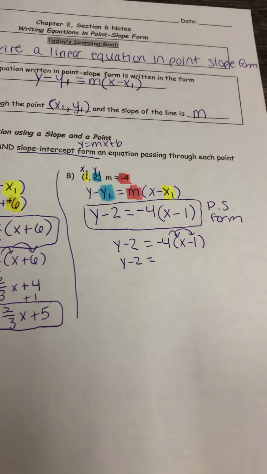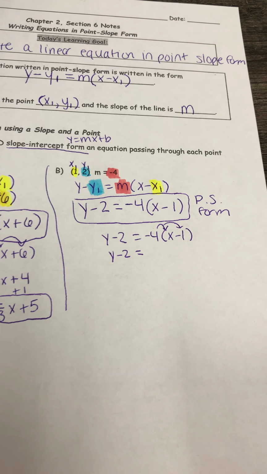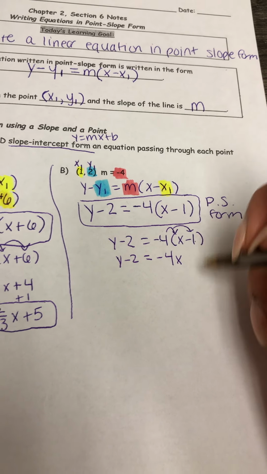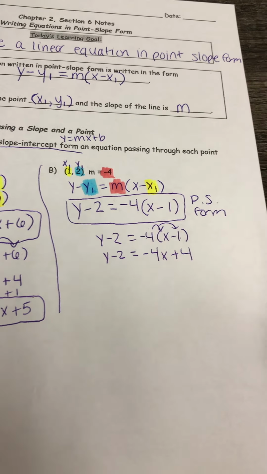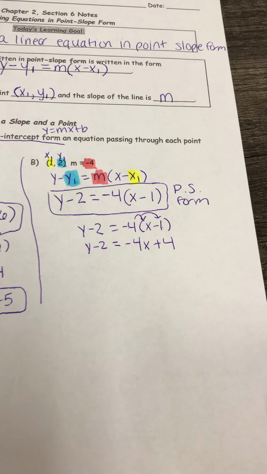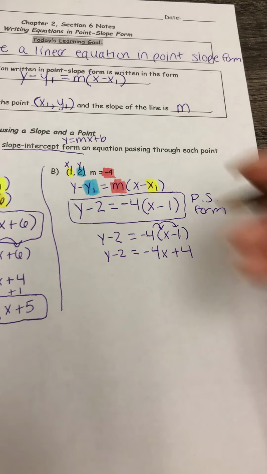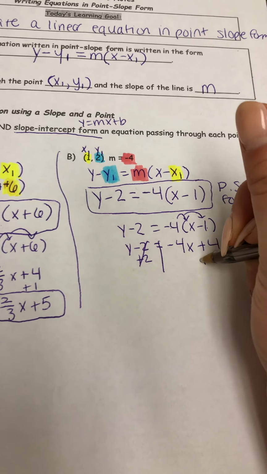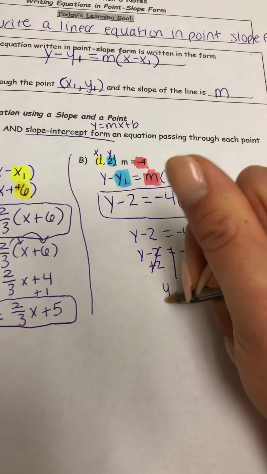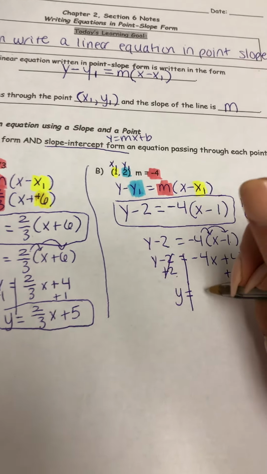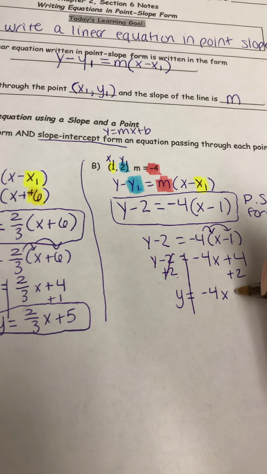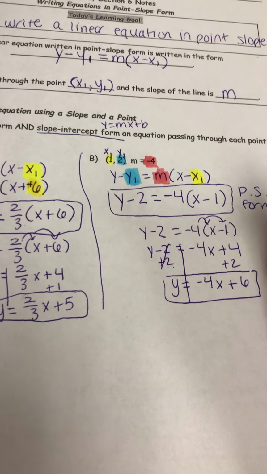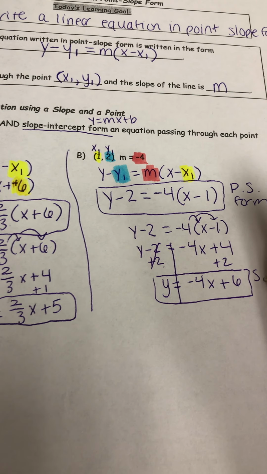My left-hand side will stay the same. -4 times x is -4x. -4 times -1 is +4. Y is still not alone. That -2 is in the way. So I need to add 2 to both sides because that is the opposite operation. I get y is equal to -4x plus 6. I'm all done. That would be my slope intercept form.